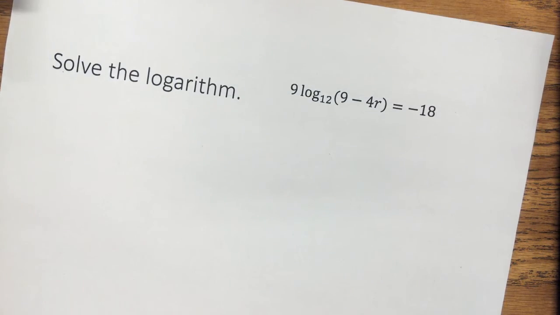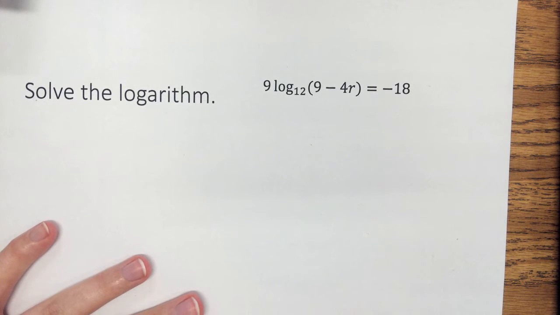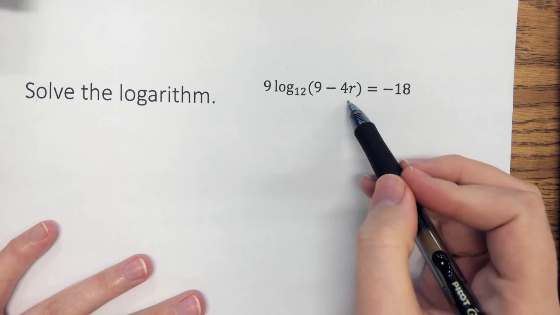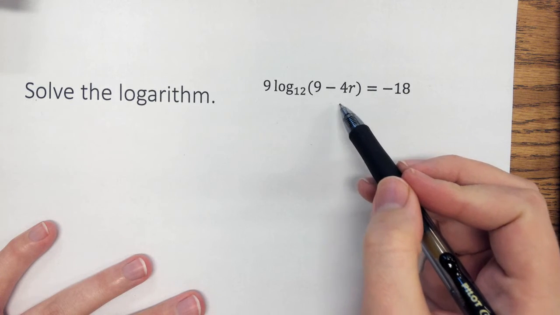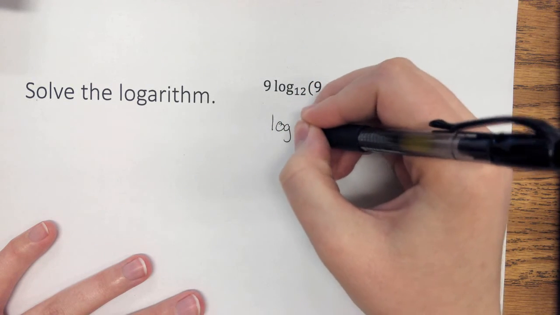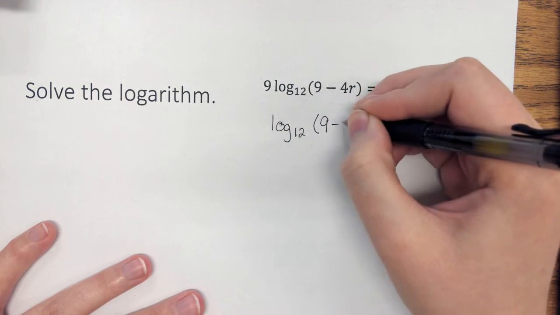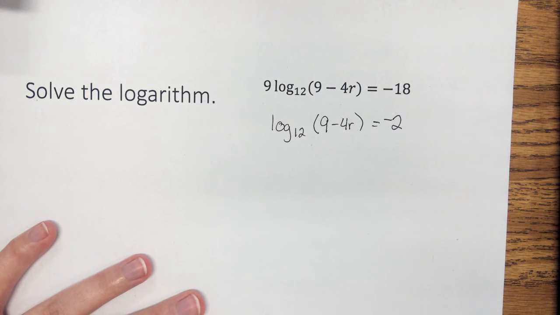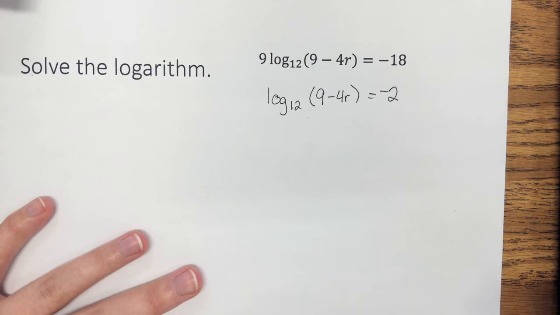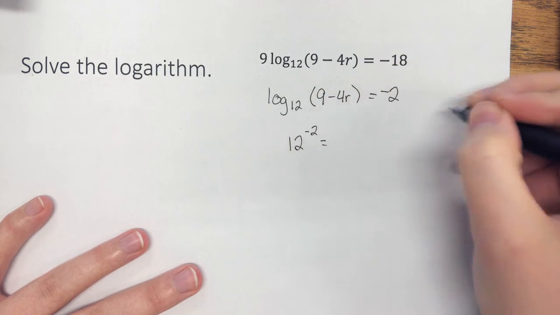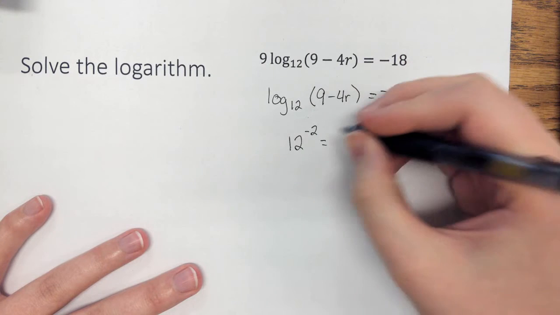Now for our last example, same idea, a couple more steps. I still need to isolate the logarithm first. Now all this in the parentheses is inside the logarithm. You can't move it yet, but I can divide both sides by 9. Which puts me here. Now at this step, I've isolated the logarithm. This is when I rewrite it to an exponential. Base is 12, power would be -2, and it equals everything inside the logarithm.